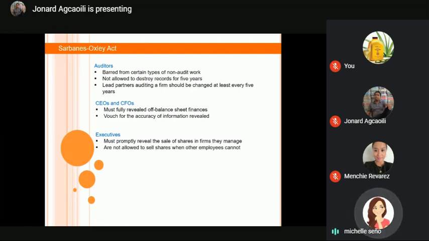Parang ito po isa mga private industry. Executives must promptly reveal the sale of shares in firms they manage. They are not allowed to sell shares when other employees cannot.